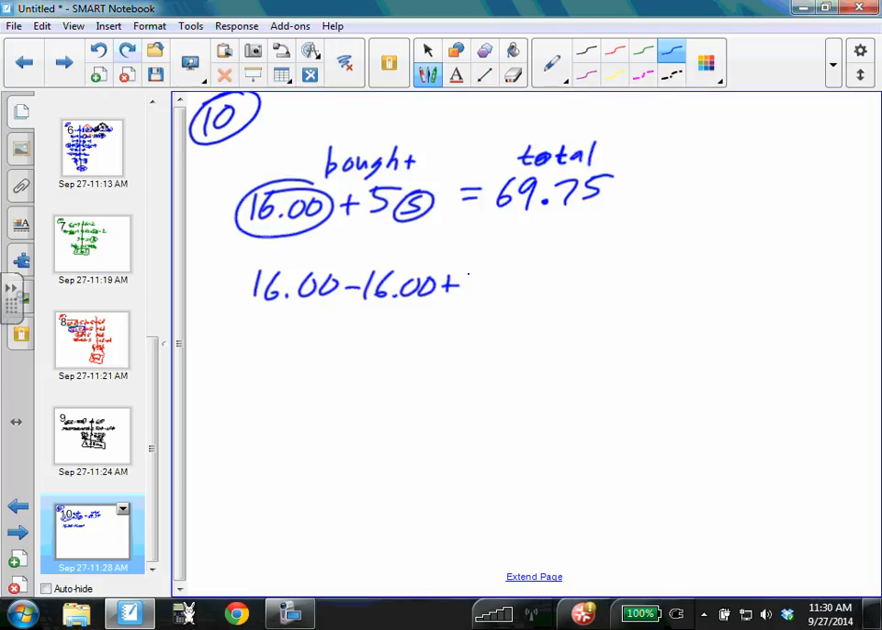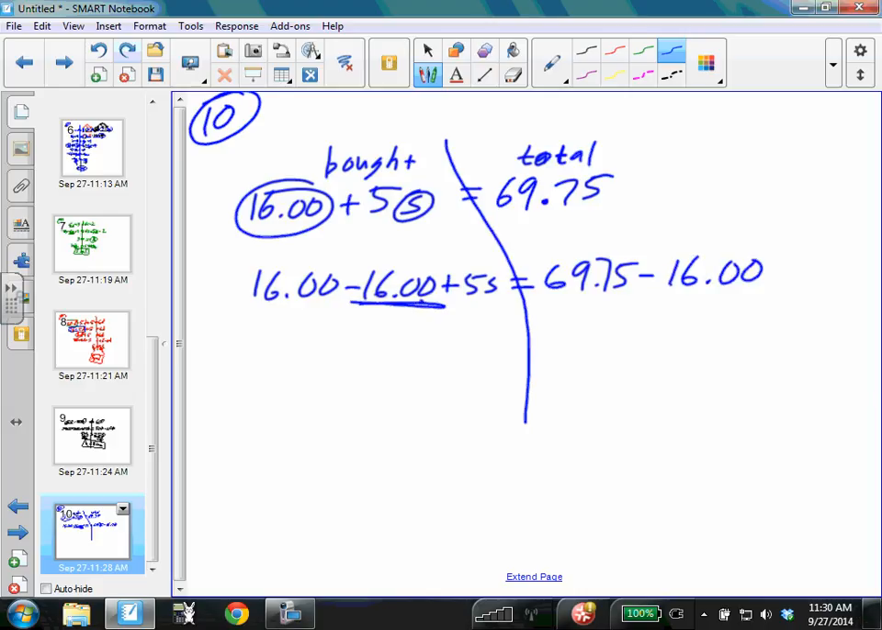So plus 5s is equal to, now I got my equal sign a little bit out of line here, but that's okay. As long as I keep everything on the right side of the equal sign, we'll be okay. So 16 minus 16 plus 5s is equal to 69.75, and then I got to subtract that 16 from both sides of the equal sign. You can see I added in the minus 16 on both sides. And on the left, they're going to cancel. We just get 5s. But on the right-hand side, we get 69.75 minus 16. And so what that's going to leave us with is 53.75.